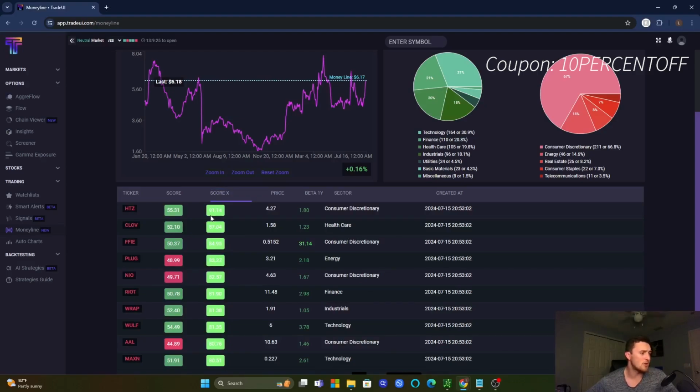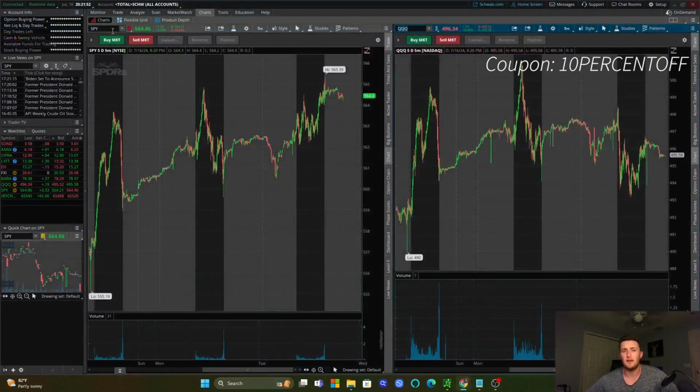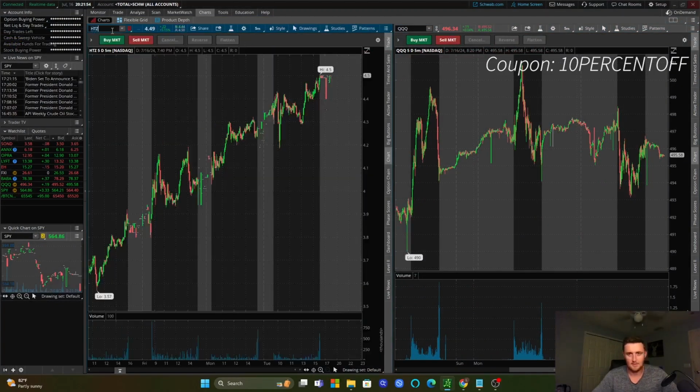X score is going to tell me that there's a 91% chance that Hertz, if I click on it, is going to close above $4.27 that Friday. So let's remember that now. There's a 91% chance. If you see this 91.14 and I go over to my chart, let's see here. I want to type in HTZ.